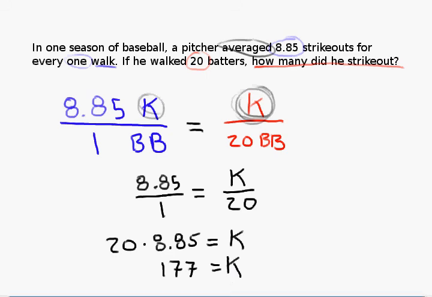All right. That's section 4.4. Work hard on it. Word problems are difficult, but when you break them down like this, it can get a little bit easier. Until next time, thanks.